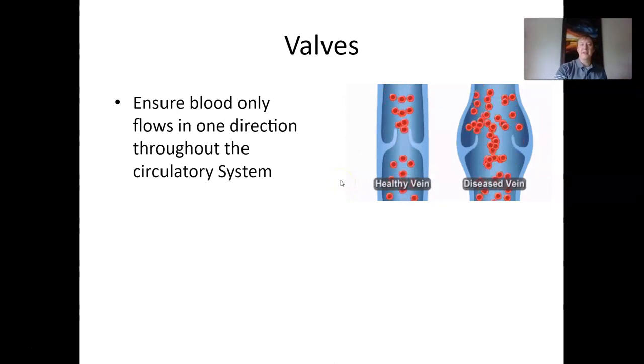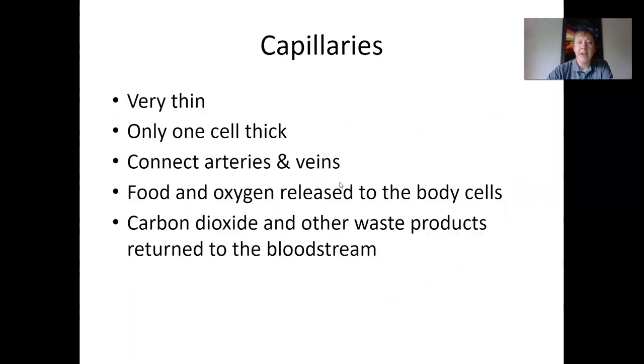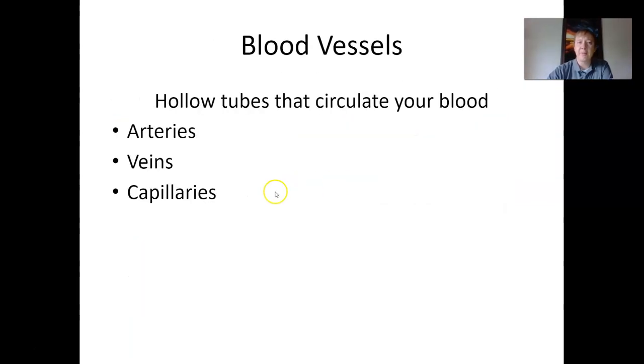Today was just a quick walkthrough of the different types of blood vessels we have and what each of them does. Remember, the arteries carry blood away from the heart, veins carry blood back to the heart, and capillaries are where the exchange occurs, where oxygen and nutrients get into the cells, and waste and carbon dioxide are carried away from our cells.